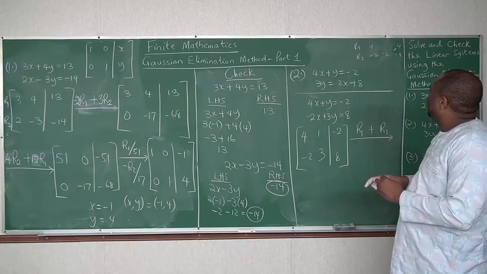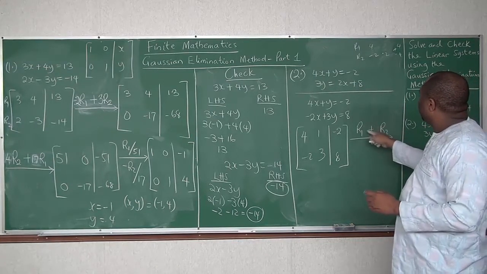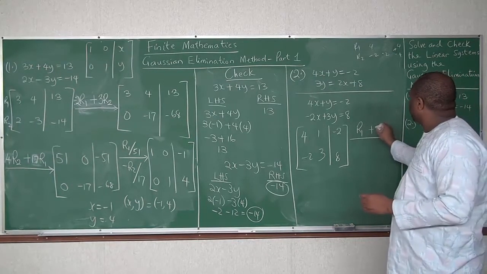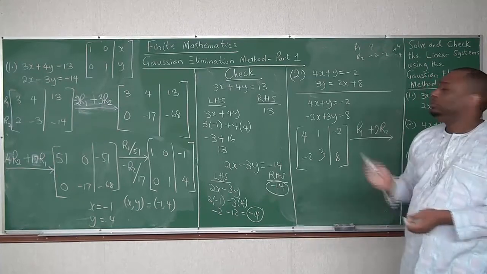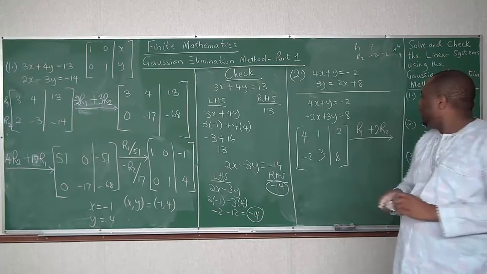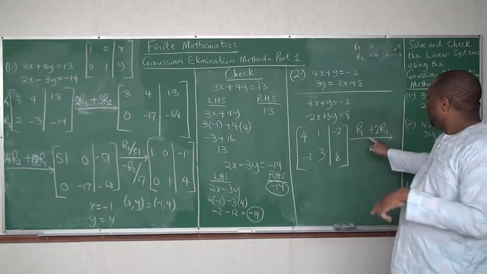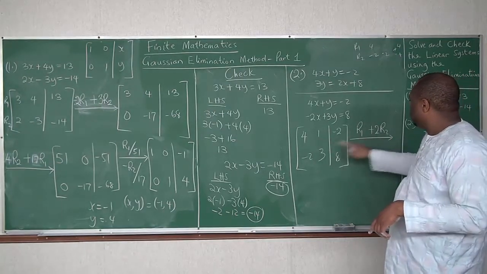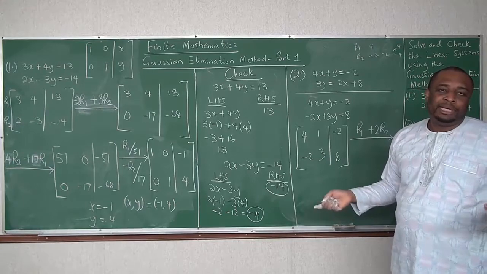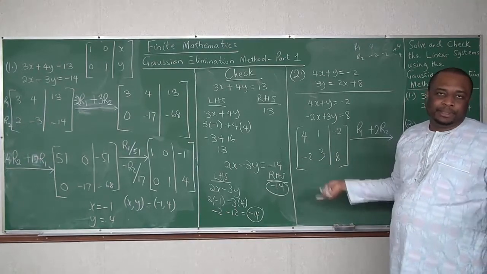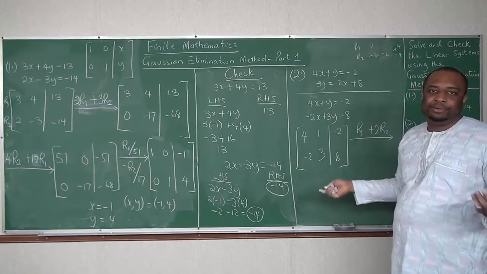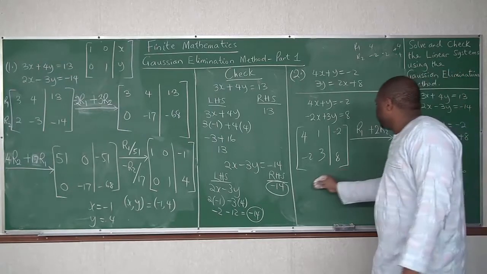So what you now need to do is just do R1 plus what? 2R2. 2 times R2. And you test it. Test it before you move on. So 4 plus 2 times negative 2 is what? 4 plus minus 4, which is 0. So it works.